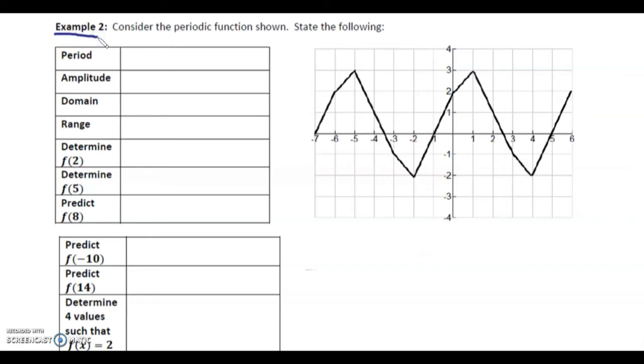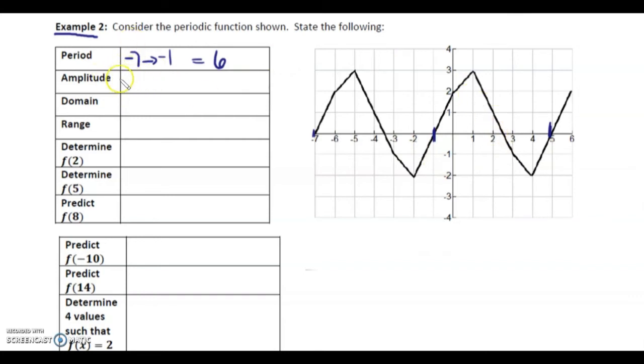Okay, example 2. Consider the periodic function shown below, and then we're going to state the following. Okay, so it starts at -7, that we can see on the graph. Periodic functions go on forever in each direction. So on the graph, let's say it starts at -7, it goes up, down, and then repeats at -1, up, down, repeats at 5. Okay, so what's the period? Well, how much is it from -7 to -1? Well, it's 6 units. Or from -1 to 5, again, 6 units.